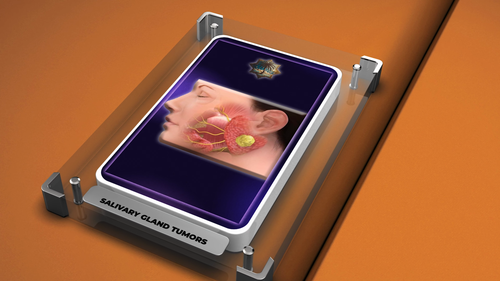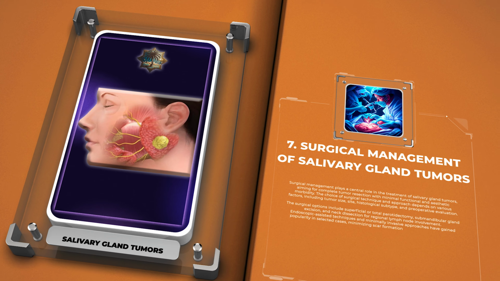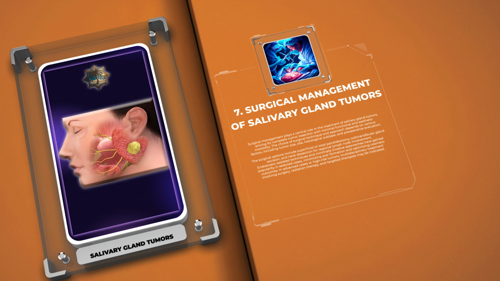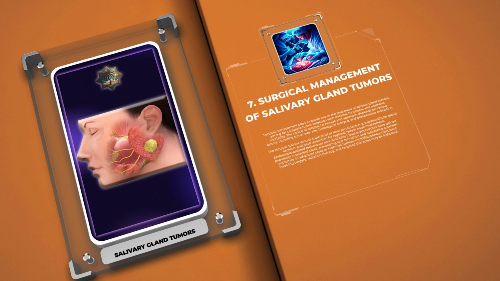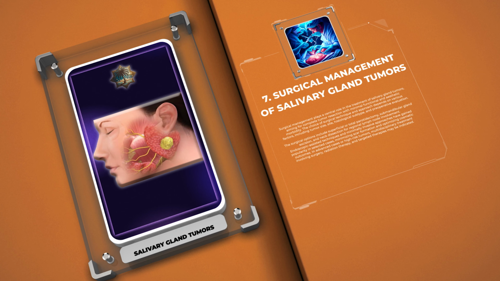Surgical management plays a central role in the treatment of salivary gland tumors, aiming for complete tumor resection with minimal functional and aesthetic morbidity. The choice of surgical technique and approach depends on various factors, including tumor size, site, histological subtype, and preoperative evaluation. The surgical options include superficial or total parotidectomy, submandibular gland excision, and neck dissection for regional lymph node involvement. Endoscopic-assisted techniques and minimally invasive approaches have gained popularity in selected cases, minimizing scar formation and optimizing cosmetic outcomes. In advanced cases or high-risk tumors, multidisciplinary treatment involving surgery, radiation therapy, and targeted therapies may be indicated.